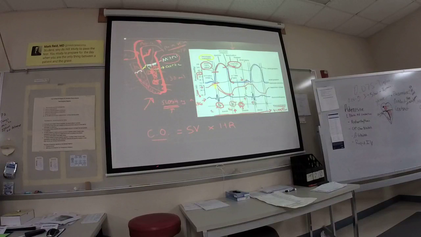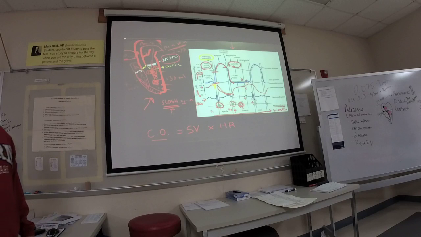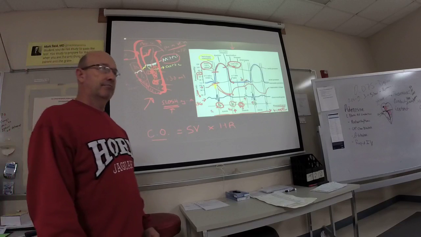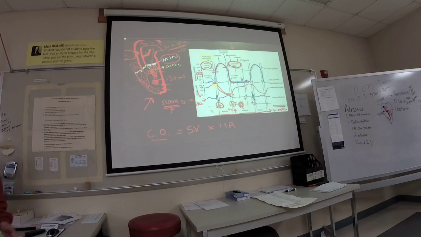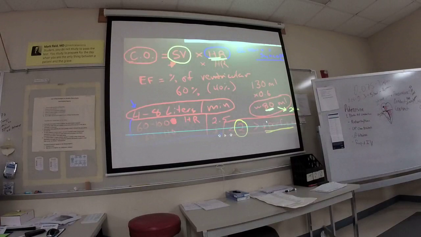What's the normal cardiac output? It's in liters, about 5 to 6 liters per minute. Very good. And then something we talked about when we talked about congestive heart failure was ejection fraction.